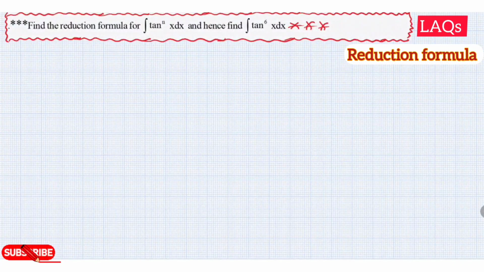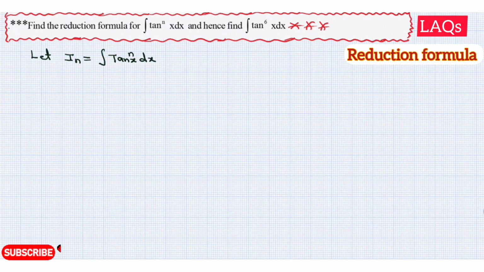Next, find the reduction formula for integration tan x power n dx, and hence find the value of integration tan x power 6 dx. Let's start the proof. Okay, first let I_n equals integration tan x power n dx. Let this be equation number 1. Now I_n equals integration tan x power n minus 2 into tan square x dx.